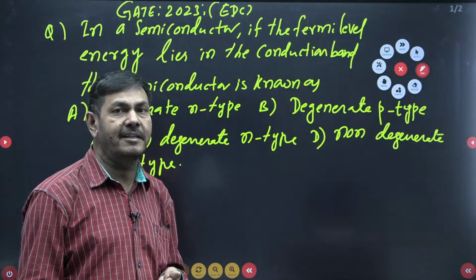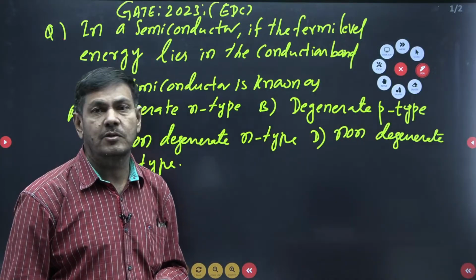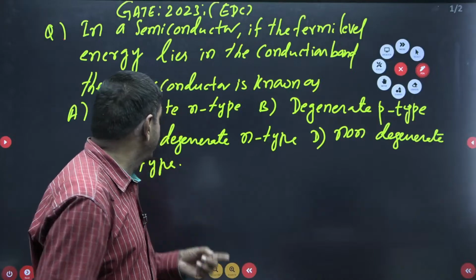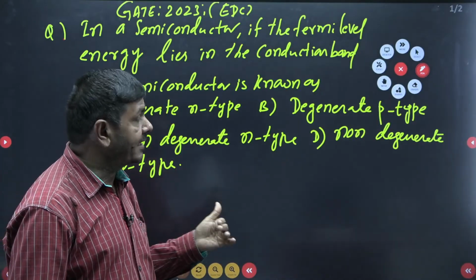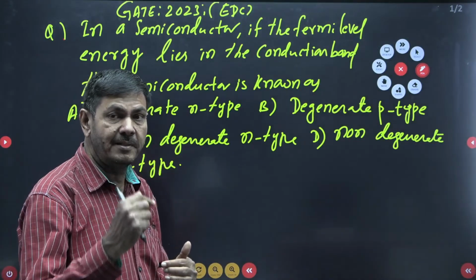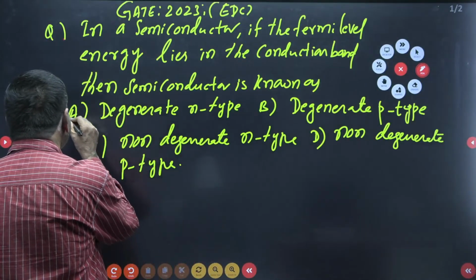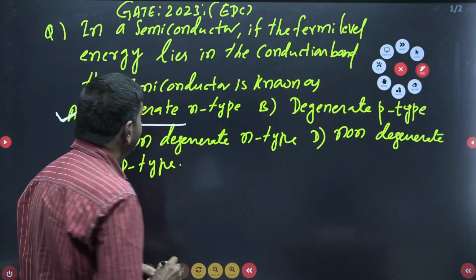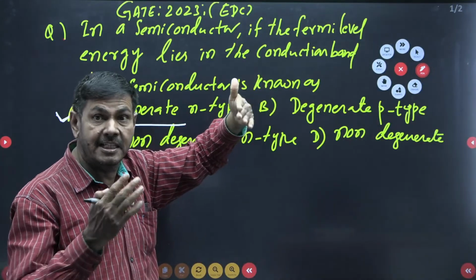It is non-degenerate whenever you are adding more doping concentration. The more you add, at that time it is said to be a degenerate semiconductor. Here the Fermi level is lying in the conduction band, which means 100% it is degenerate. High doping is made and it is lying in the conduction band. If it is lying in the conduction band, it is a degenerate.